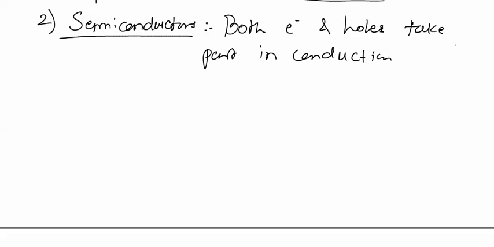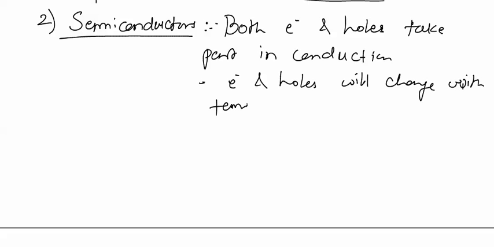In case of semiconductors, if we change the surrounding temperature, means energy is supplied to the material, the electron and hole concentration will change with temperature. Means bonds will be broken and more electrons and holes will be generated with increase in temperature of the material.